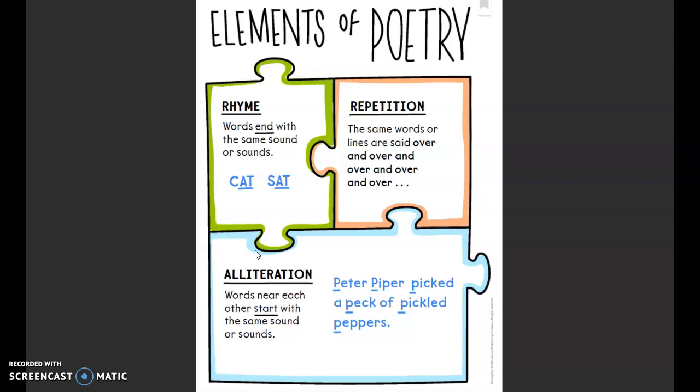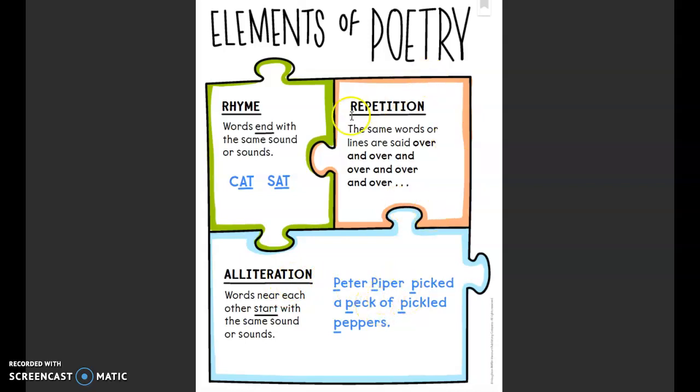What sound did you hear over and over again? I heard the p sound, like a P. And look at all these P's in this sentence. So that's alliteration. The author used the same sound over and over again.